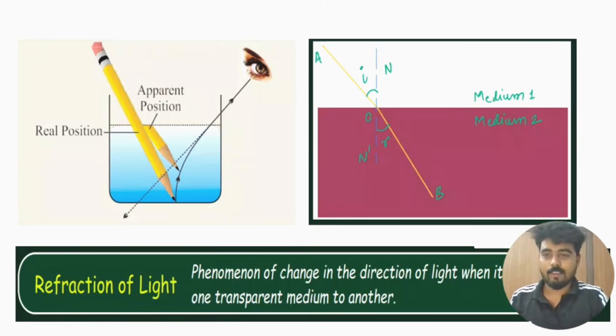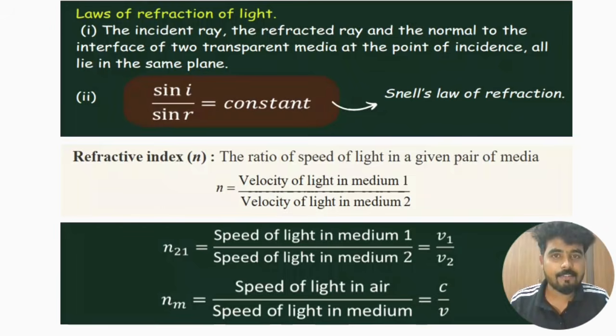Okay. Now we are going to see the laws of refraction of light. The incident ray, refracted ray, and the normal at the interface of two transparent media at the point of incidence all lie in the same plane. Same as the laws of reflection of light. So please listen here. Instead of writing this, we can write something else: the incident ray, the normal and the refracted ray lie in the same transparent media.